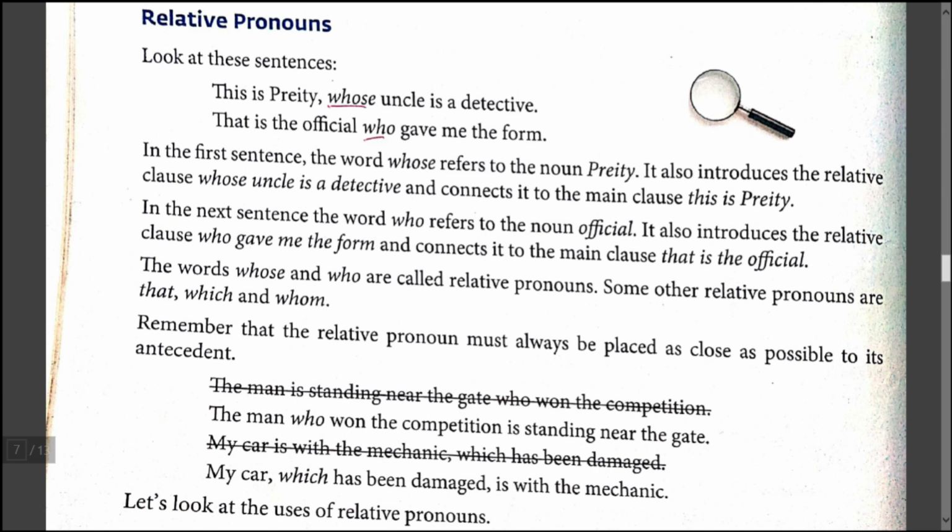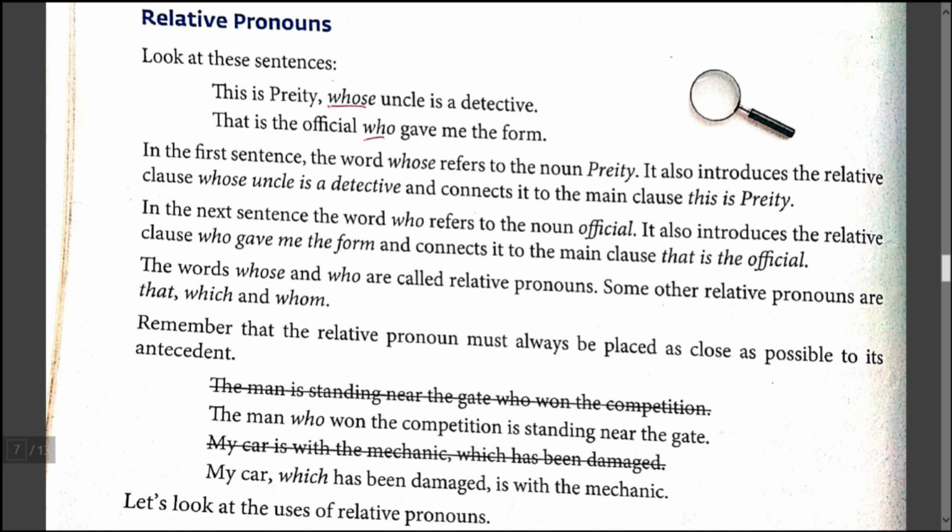Here only you have to think, students, that WH words will come. Nothing else for relative pronouns will come. WH means what? Who, whose, whom, which, when. Only those words will come. So don't get confused. Now here, the words whose and who belong to whom? They belong to human beings. The words whose and who are called relative pronouns. Some of the other relative pronouns are that, which, and whom. So you have to learn these words.